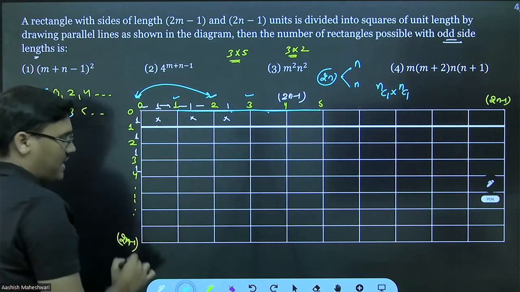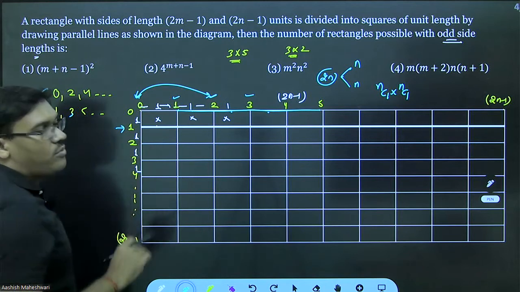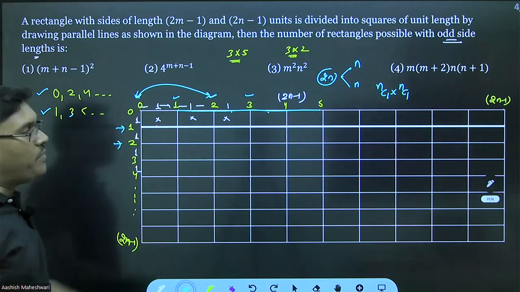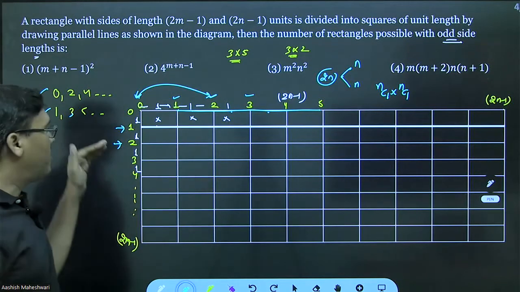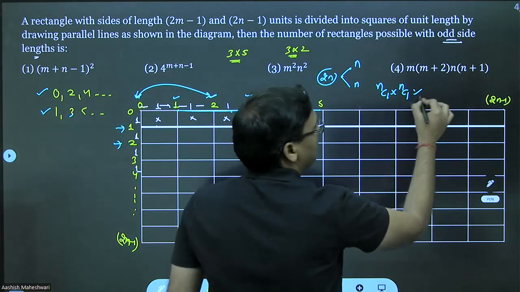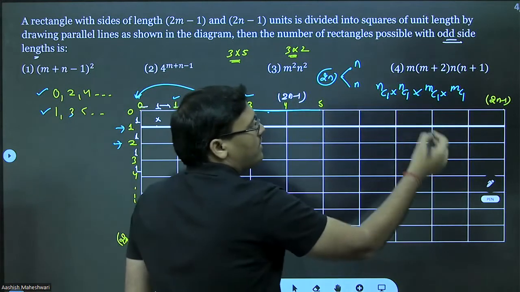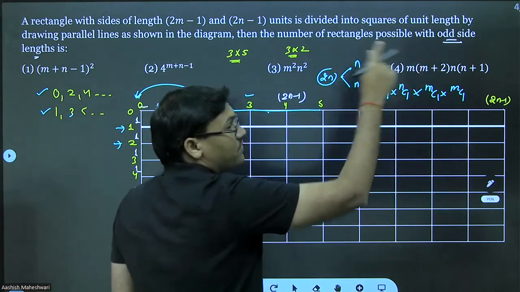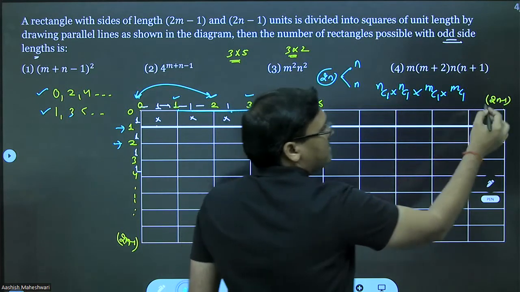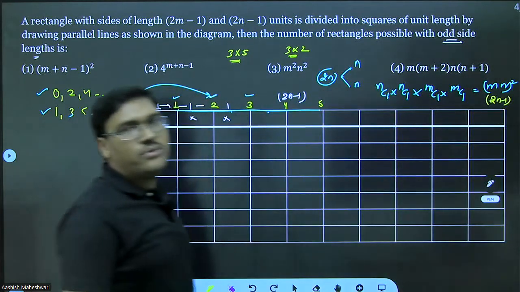How many horizontal lines do we have? 2m. For odd length, I have to select one line from the odd numbered and one line from the even numbered. So how many even numbered lines do we have? m. How many odd numbered lines do we have? m horizontal lines. So this is mC1 into mC1. So what is the total number of ways of selecting possible rectangles with odd side length? nC1 is n, mC1 is m. So this is m n whole square. This is m into n whole square.